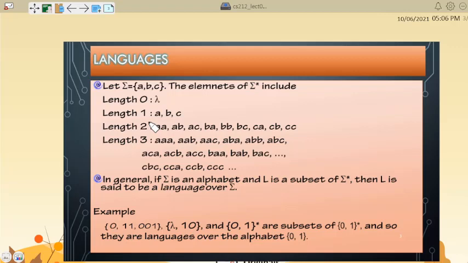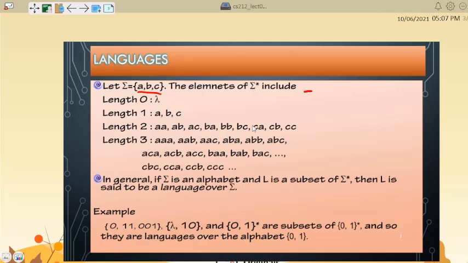Length 1 is like a, b, c. So if we have a, b, c, it means our sigma is {a, b, c}. We have three symbols a, b and c. So length 1 is a, b and c. Length 2 is AA, AB, AC, BA, BB, BC, CA, CB, and CC. So that is length 2. For length 3 we have AAB, AAC, and so on.